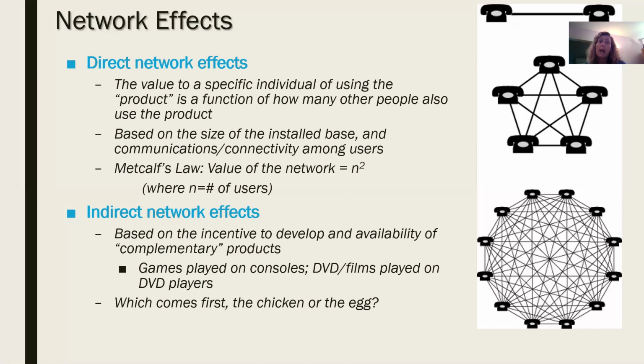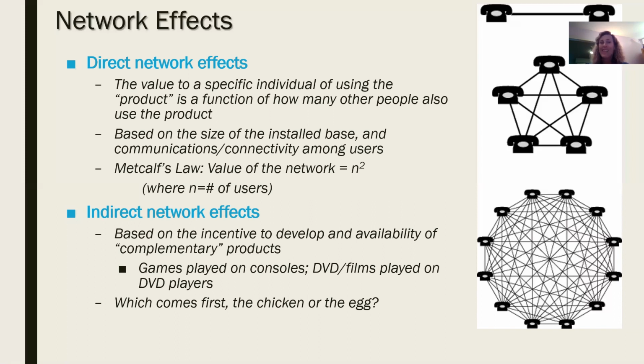So the examples that I have here are how many games are available for different consoles like the Xbox or the PlayStation. Why did Blu-ray DVD become the predominant standard? It's because they had so many films that were available on the Blu-ray platform. And this leads to a really important question in high-tech markets that are characterized by network effects.